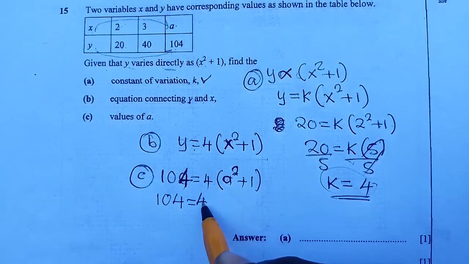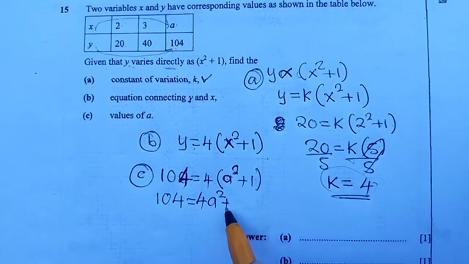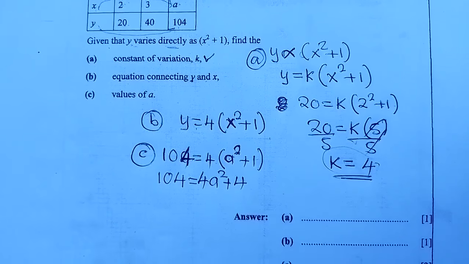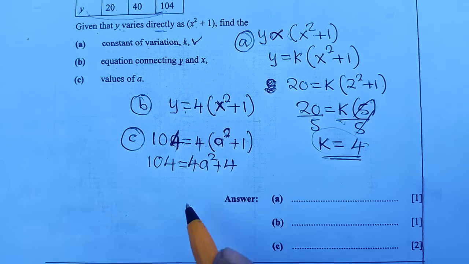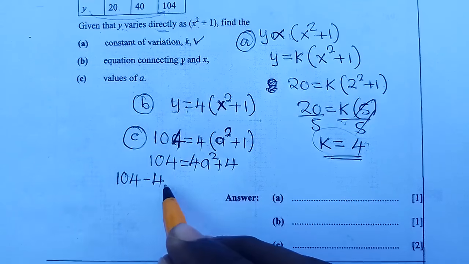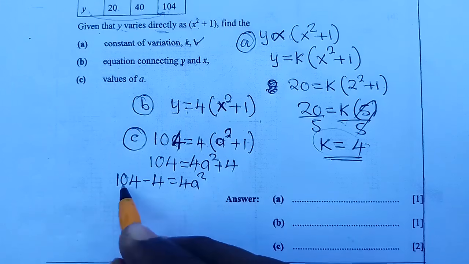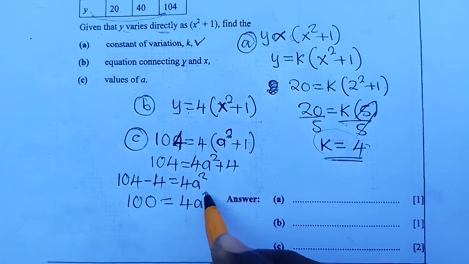A squared is 4a squared. What is 4 times 1? It is 4. This is what we are given. So from here now, you group like terms. So we are going to say 104 minus 4 is equal to what? 4a squared. So here we are going to have 100 is equal to 4a squared.